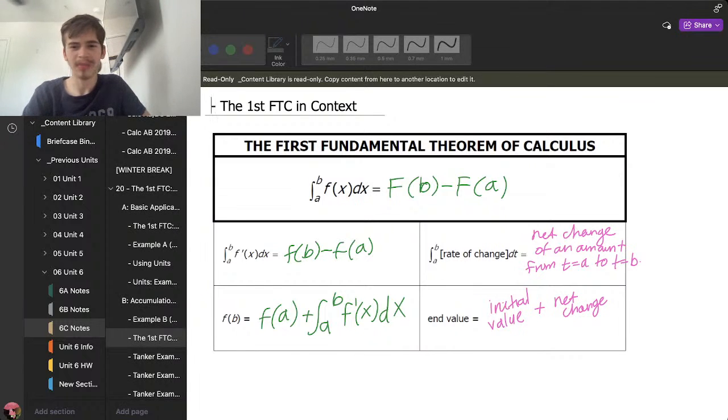First FTC. Net change of an amount from TA to TB. Initial value plus net change equals end value.